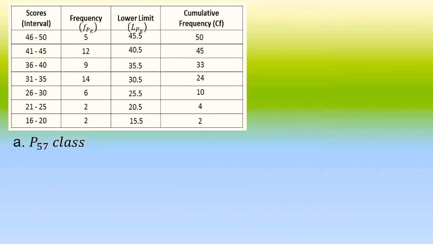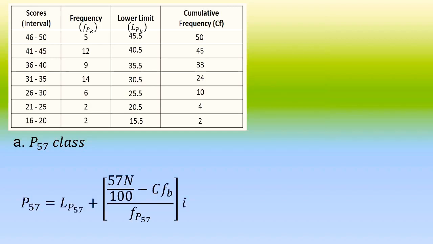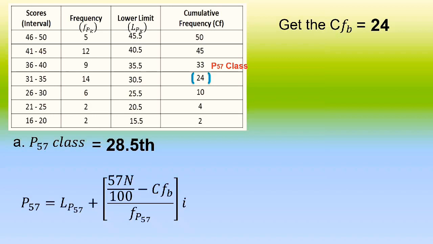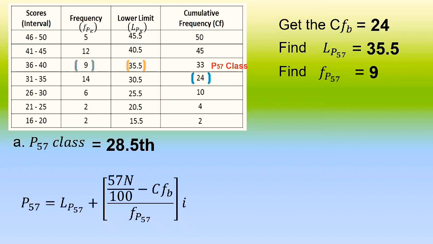Since we have identified the value or the class where 57th percentile belong, time for us to identify the values in our formula. First is the value of our cumulative frequency below the percentile class, and that is equal to 24. Next is the lower boundary of our percentile class, and that is equal to 35.5. Next is the frequency of our percentile class, and that is equal to 9. And last but not the least is our class interval, which is equal to 5.